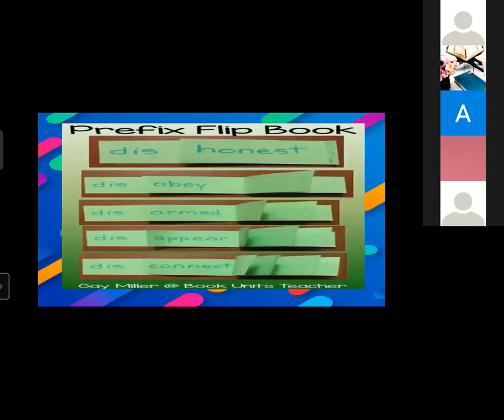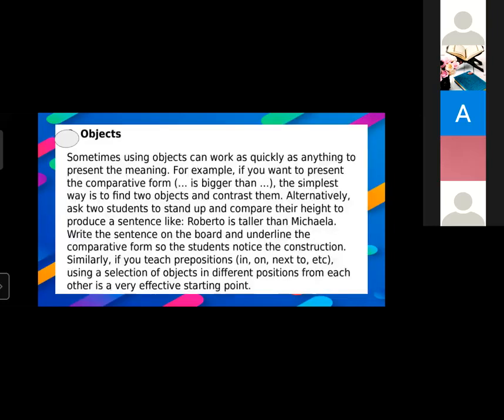Here is another prefix flipbook. So a flipbook can be a good way of teaching grammar: to use a wall chart to teach the grammar rule by dividing it into parts and asking them to choose a sentence all the time.